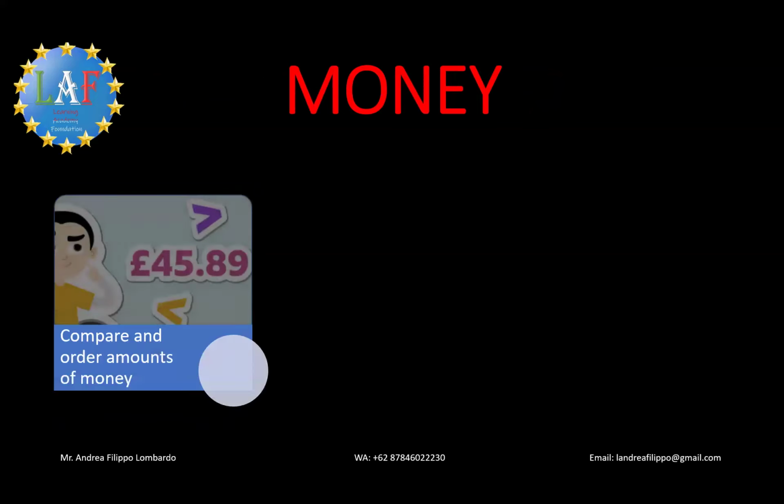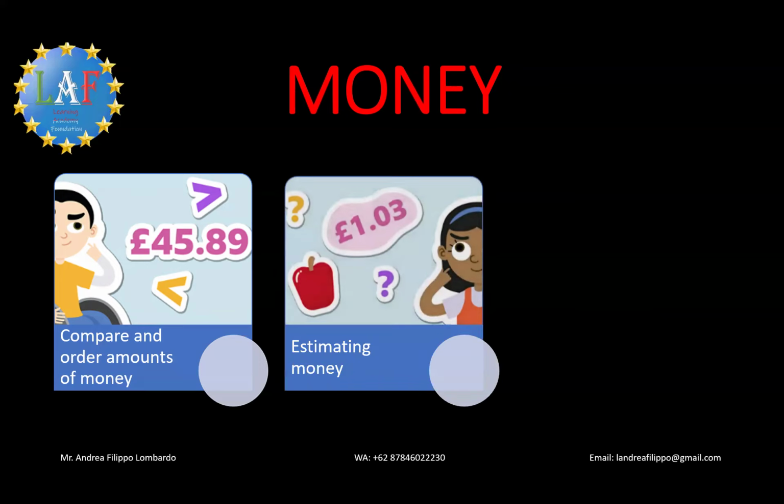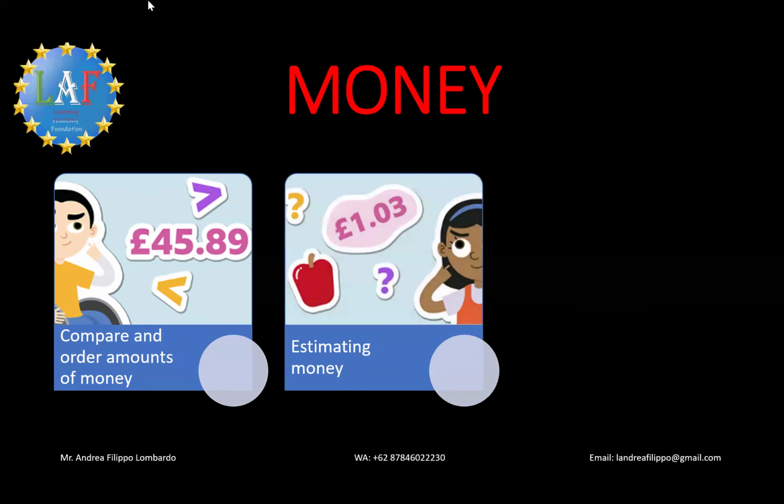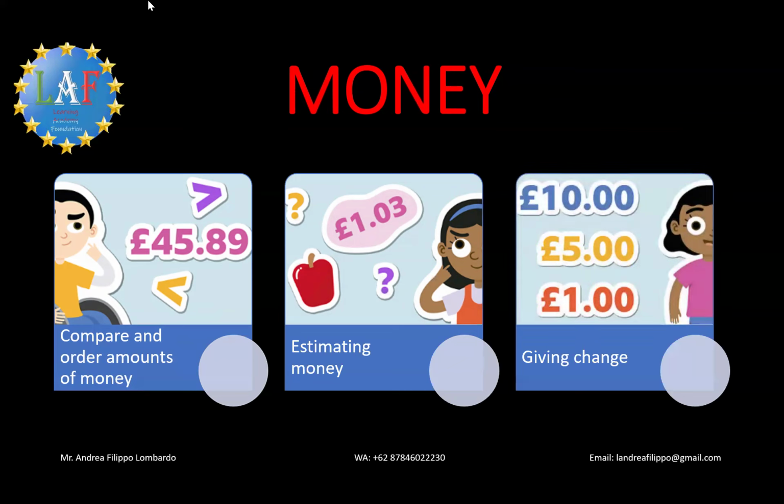The next section will be about money, where the students will learn how to order different amounts of money and use comparison symbols to compare values. They will learn how to use estimation to work out how much multiple items will cost. And finally, they will find out how to give the correct change.